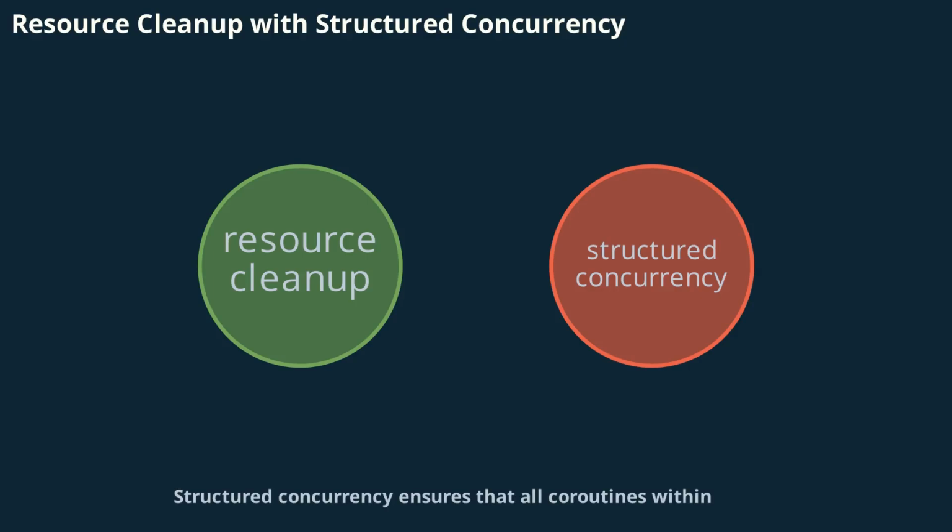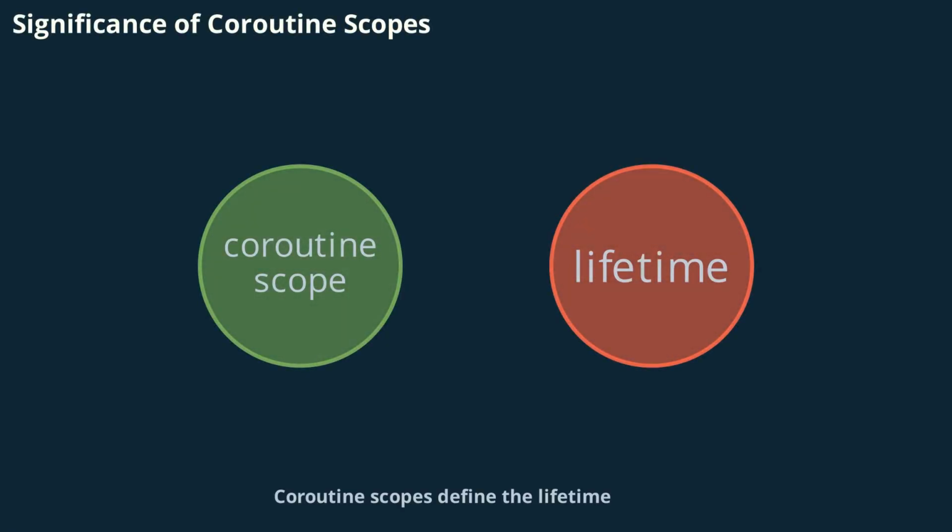Structured concurrency ensures that all coroutines within a scope complete or get canceled together. This helps manage resource cleanup by automatically canceling and releasing resources associated with coroutines when they are no longer needed, improving app stability. Coroutine scopes define the lifetime of coroutines and manage their cancellation.